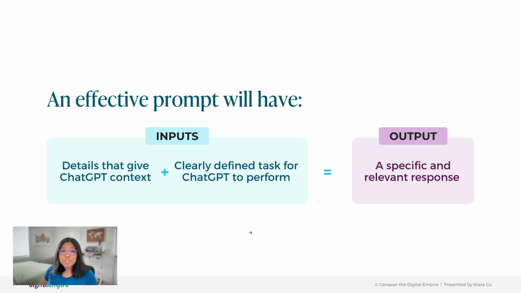An effective prompt for ChatGPT will have these two types of inputs. First, it's details that give important context. And also, you want to give it a clearly defined task for ChatGPT to perform. Examples of tasks include answering a certain question in a conversational manner, writing a blog post or email, editing a piece of content for tone, style, or grammar, or summarizing long passages of text. When you have these types of inputs, you'll be able to get a great output, which is a specific and relevant response. For today's video, we're going to ask ChatGPT to generate a list of ideas for us, and I'll demo that in a little bit in the video.